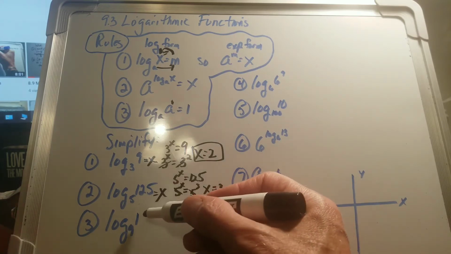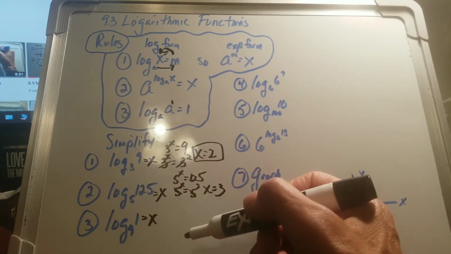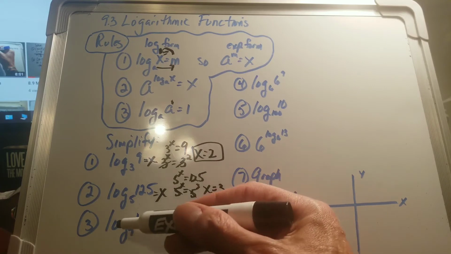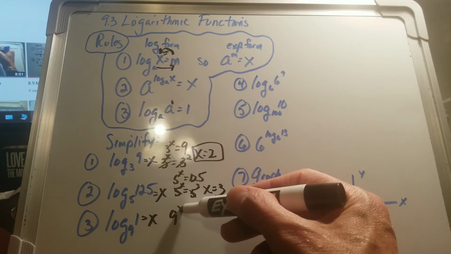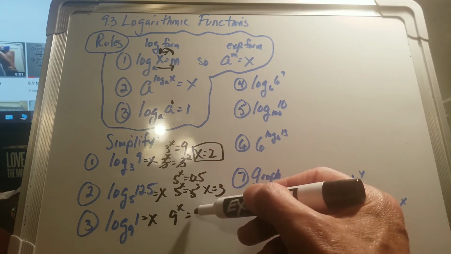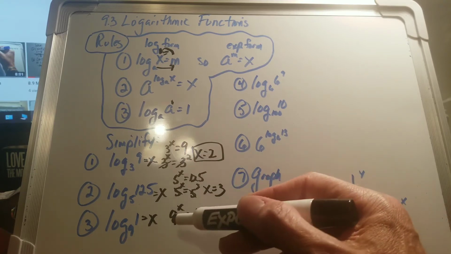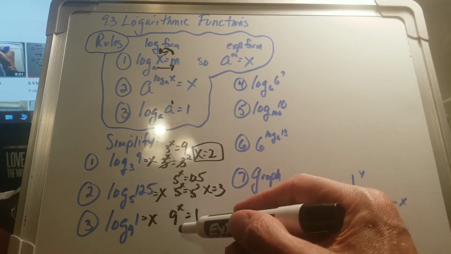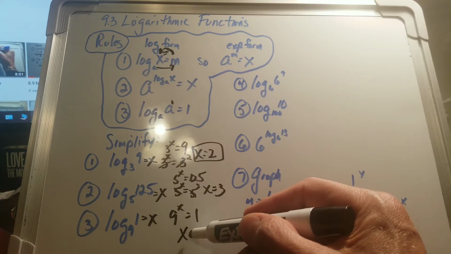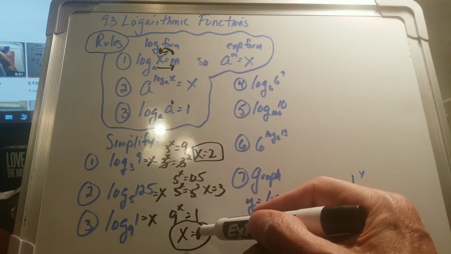Same thing here, equals x. Now we're going to change this from log form to exponent form: 9 to the x equals 1. So 9 to what power will give you 1? Anything to the 0 power is 1. You actually have to learn that, it is a trick. That's 0.